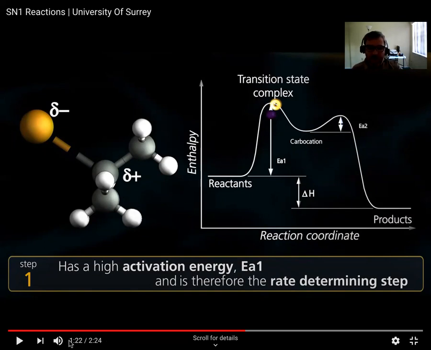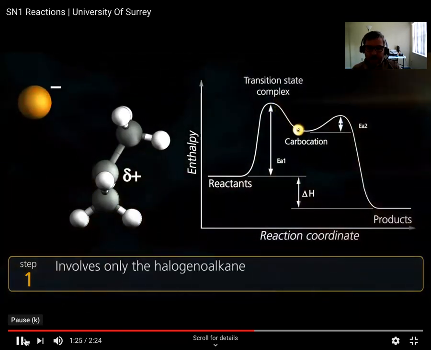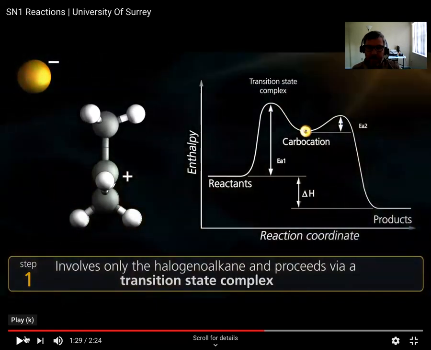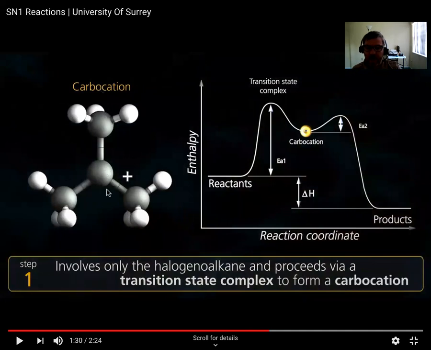And then you see what happens next. The first step involves only the halogenoalkane and proceeds via a transition state complex. All right, so that bromine comes off as Br minus. We're left with a C plus, and this is called a carbocation. It's a carbon with a plus on it. That's why it's called a carbocation. And you'll see a better picture of this in a second. To form a carbocation. There you go. See, it's flat. The C has a plus on it.